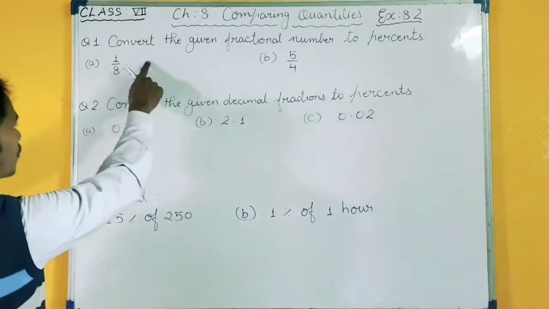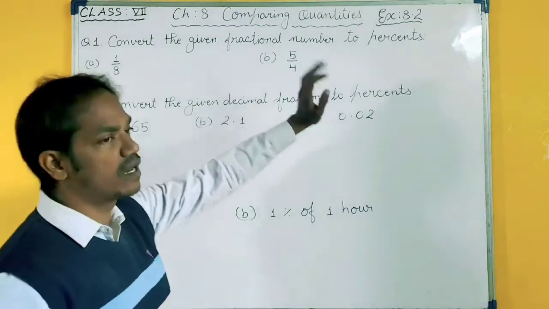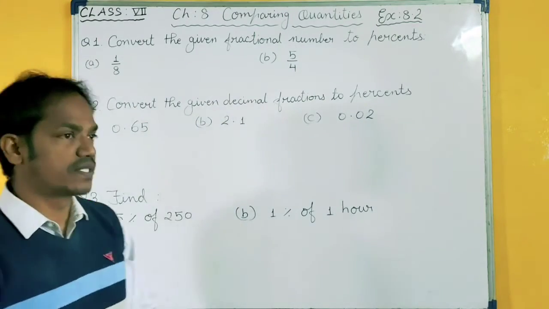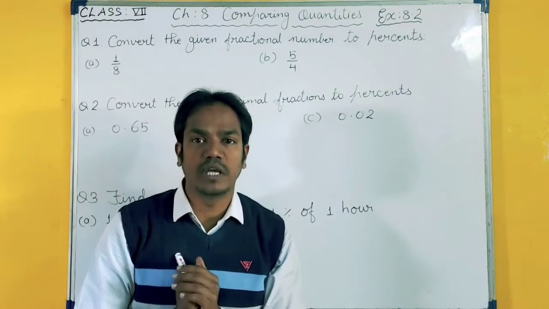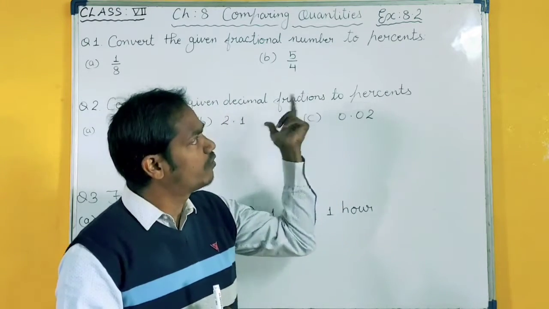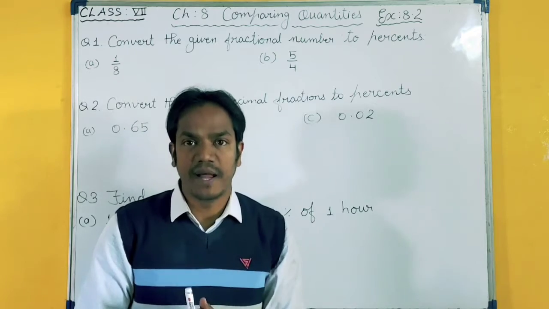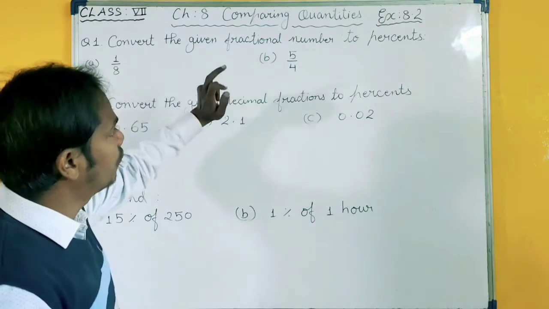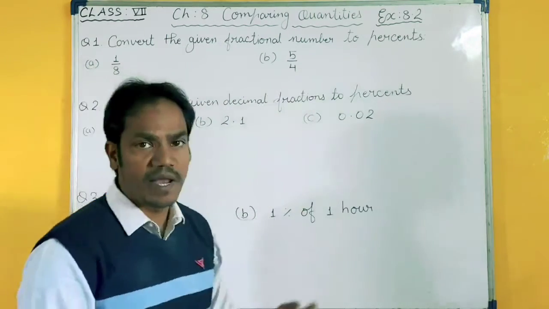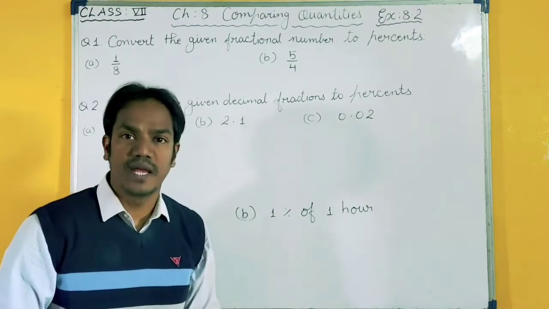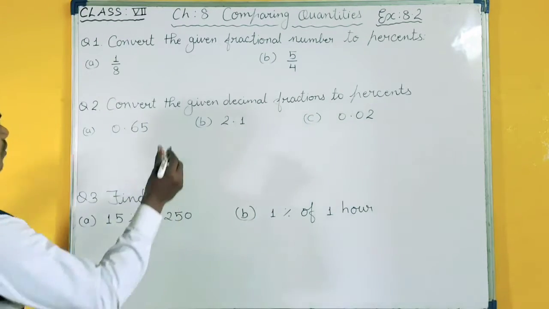Okay. The first question is to convert a fractional number into percent, and the second is to convert a decimal number into percent. Only one thing you have to keep in mind: whenever you convert any digit into percent, multiply it by 100. To convert a fraction, I will multiply the quotient by 100, and this decimal number also by 100. Okay, how will we solve?